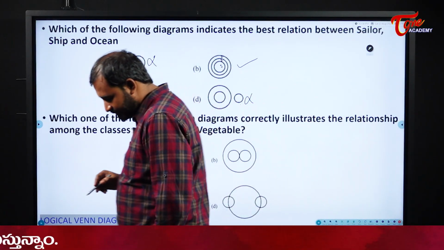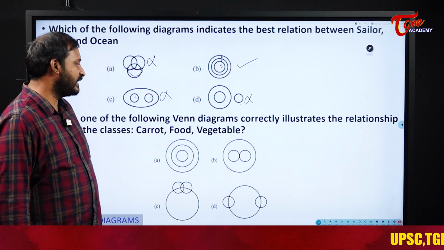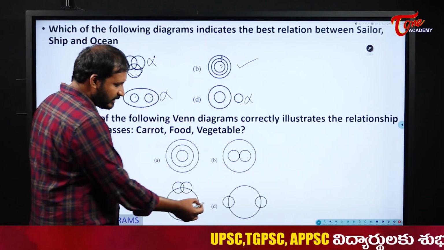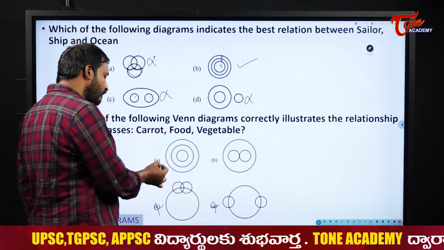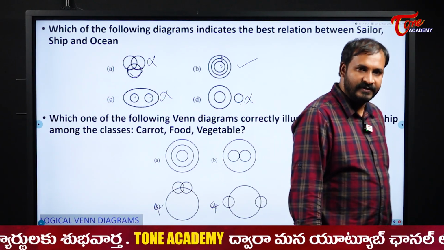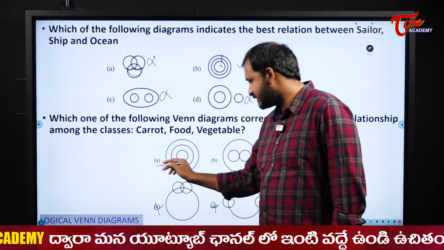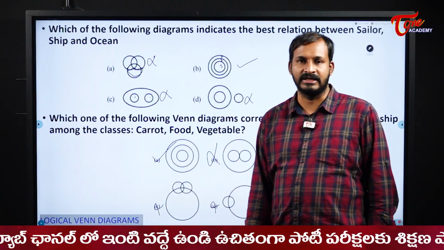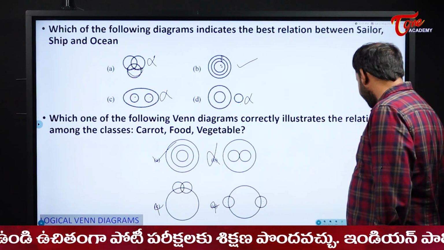Carrot, food and vegetable. Now, inside food, we will have carrot and vegetables. So, food is the largest group. Now, please see here, inside food I should have these two categories, right? So, this one is deleted, this one is deleted. Now, we will have one doubt. Sir, is carrot a vegetable? Is carrot a vegetable or not? Or a fruit? What is a carrot? Yes, carrot is a vegetable. So, our answer here becomes option A. So, B will be deleted. We will write our answer as option A here.